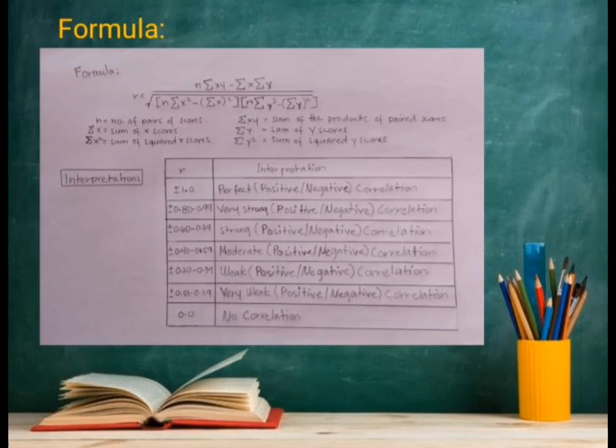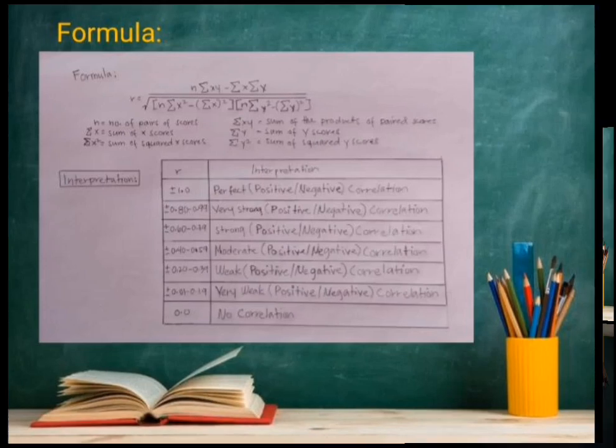weak positive or negative correlation; plus or minus 0.01 to 0.19, sa interpretation naman ay very weak positive or negative correlation. 0.0 is no correlation for interpretation.